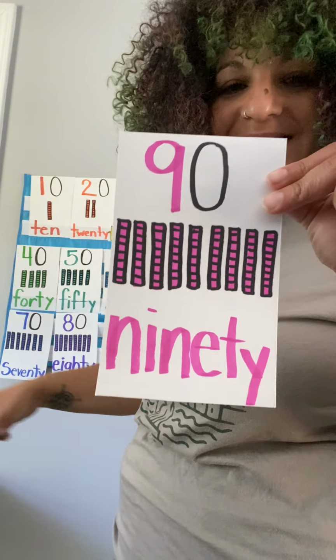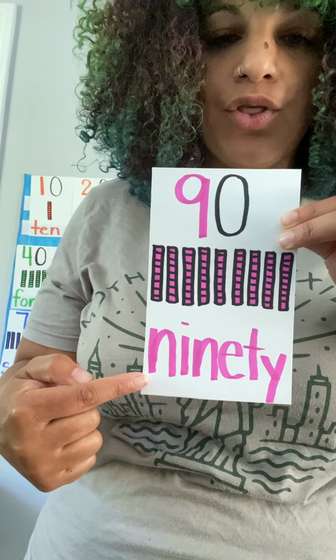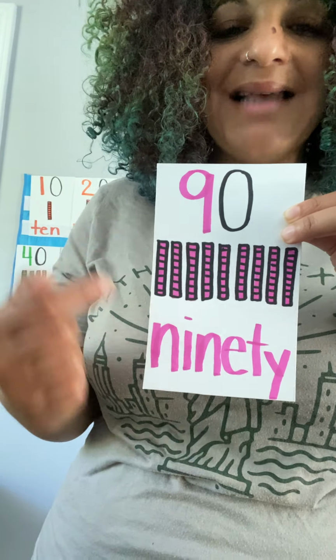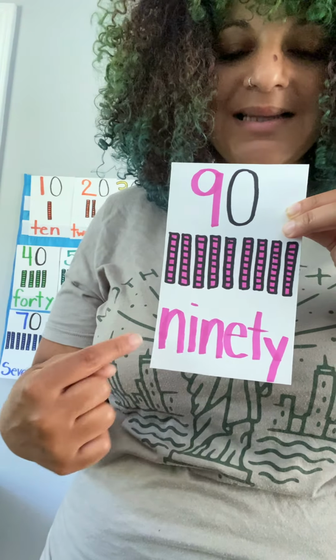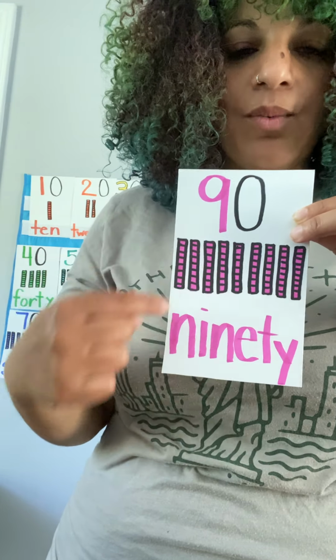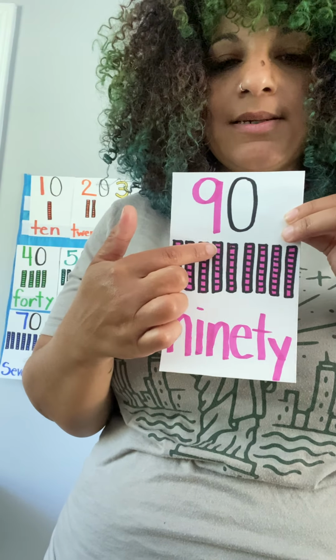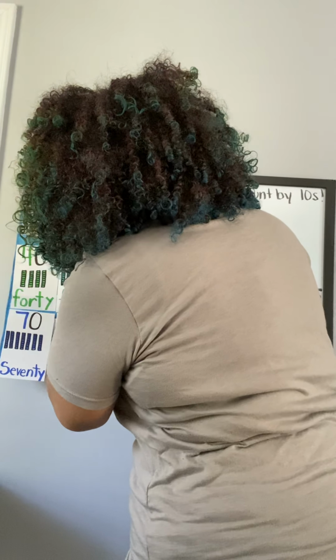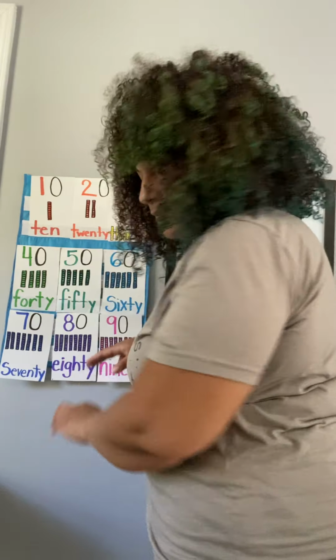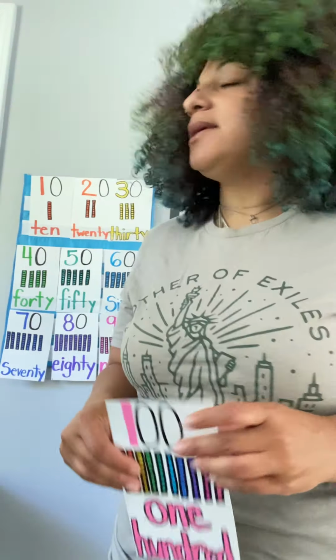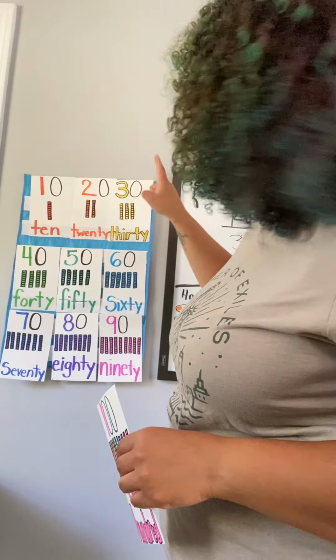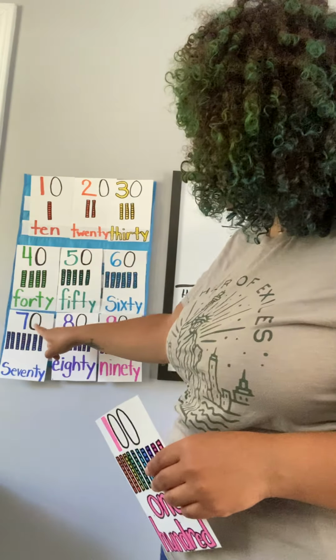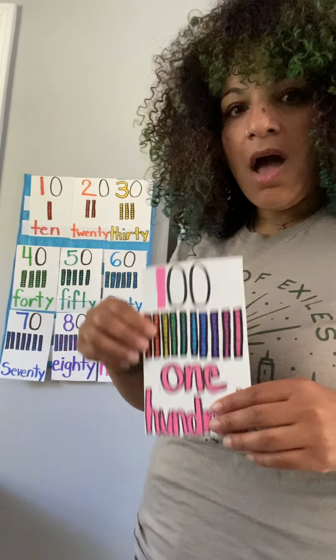After 80, we have 10, 20, 30, 40, 50, 60, 70, 80. Bam! 90. Remember, there are 9 groups of 10, and I see the word 9 inside of the word 90. And I'm thinking to myself, 9 begins with an N. So I'm using what I know. 90. And of course, last but not least, we have 10, 20, 30, 40, 50, 60, 70, 80, 90.